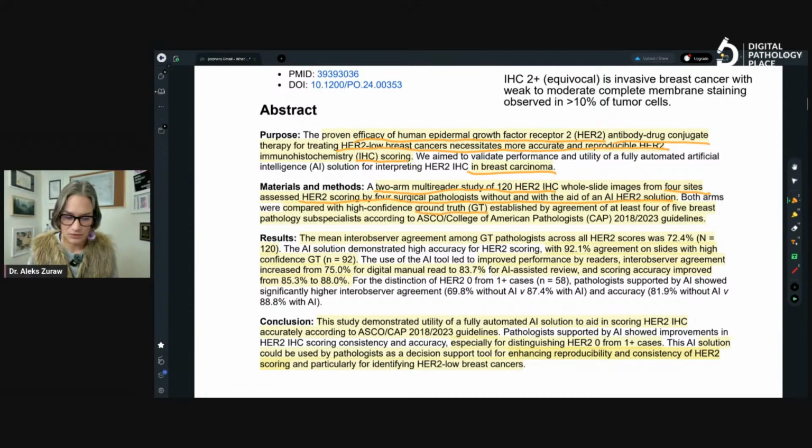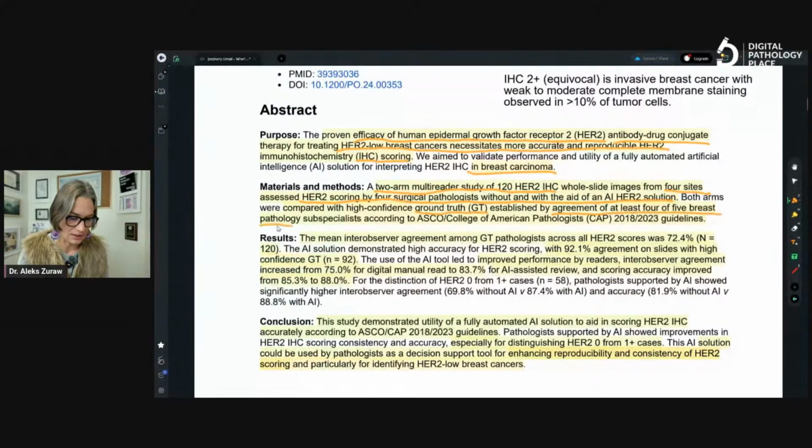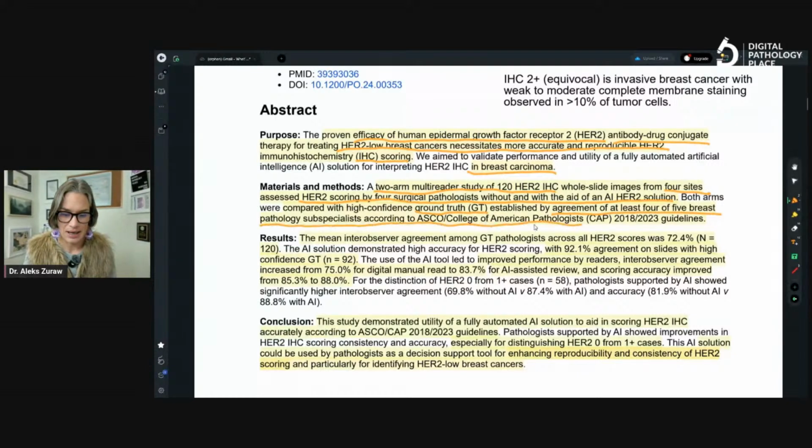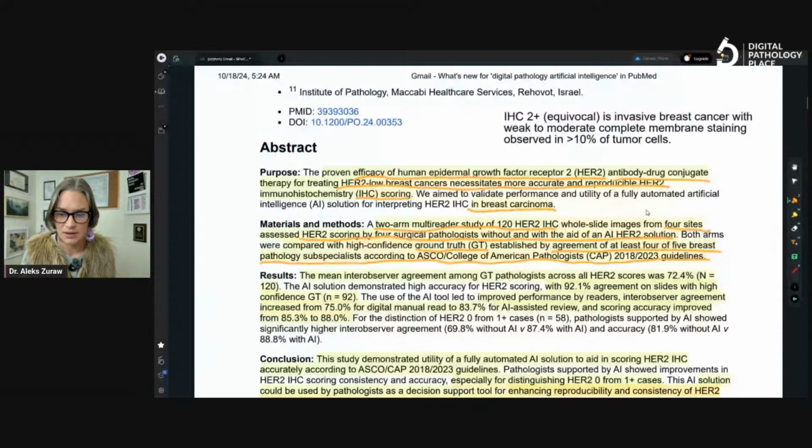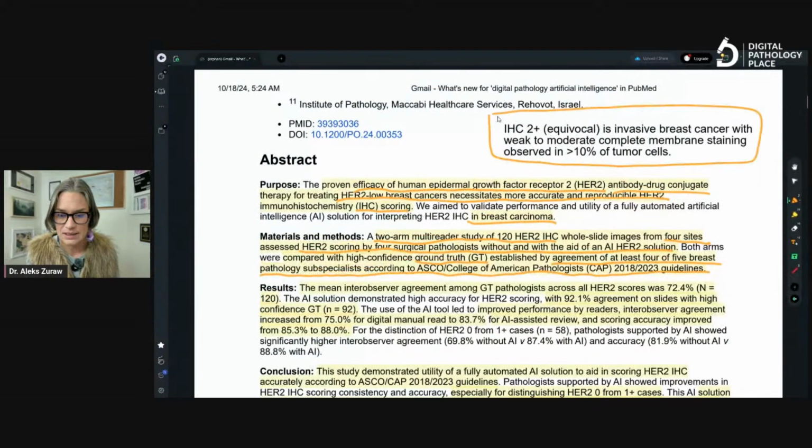So, okay, my rant on ground truth is over, and I'm not going to repeat it for the second paper that talks about similar things. But what happened was there was agreement of at least 4 of 5 breast pathology subspecialists, according to ASCO and CAP guidelines. HER2 2+, equivocal, is invasive breast cancer with weak to moderate complete membrane staining observed in over 10% of cells. It's difficult visually, I'm just going to tell you.